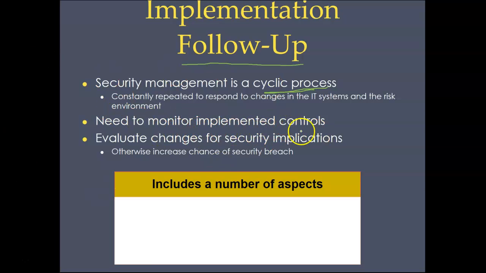We need to monitor the implemented controls. As we said earlier, we have to evaluate the changes, whether it improved the system or whether it might cause other security breaches. You remember the residual risk? So if we don't evaluate, then it might cause security breaches. Maybe the selected solution might cause other breaches and we don't know about it. So we have to evaluate the changes.